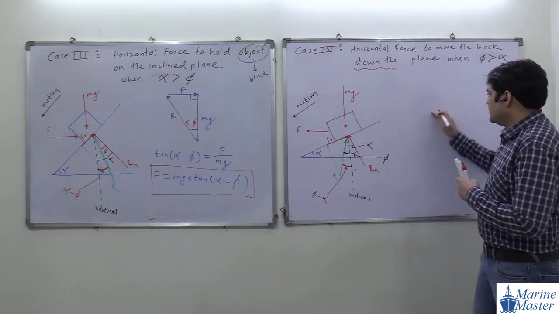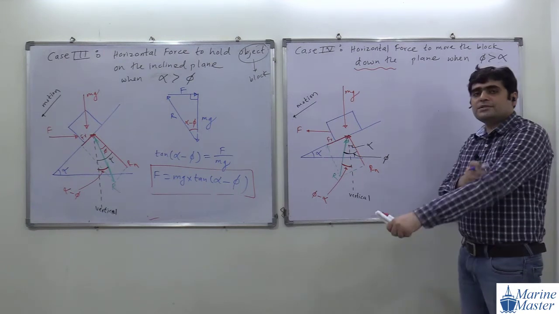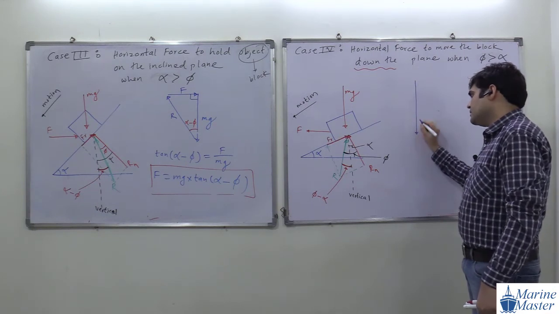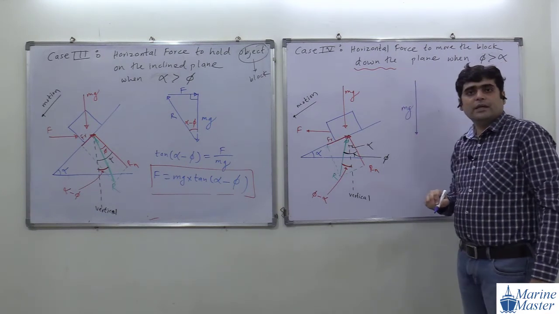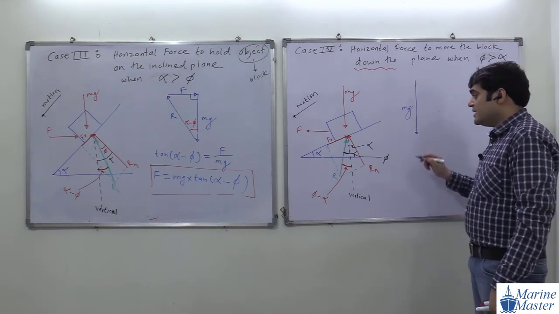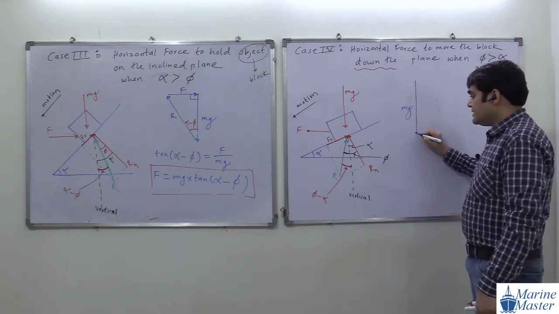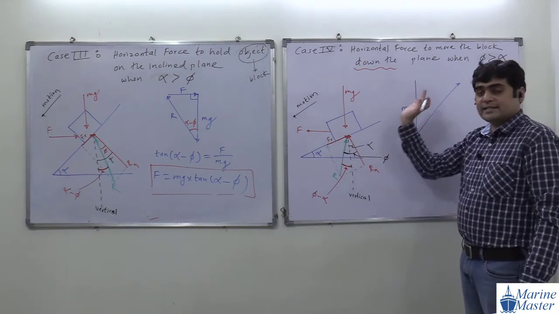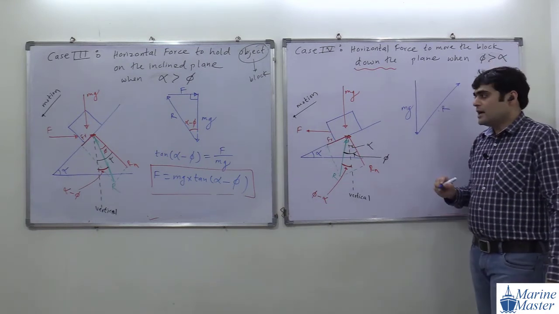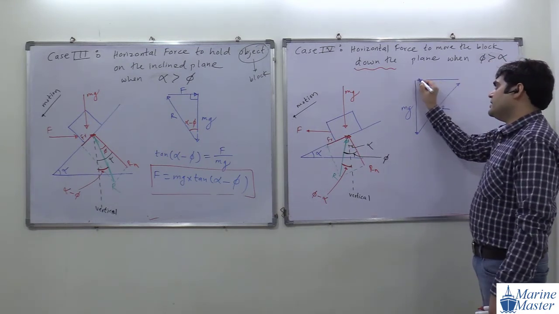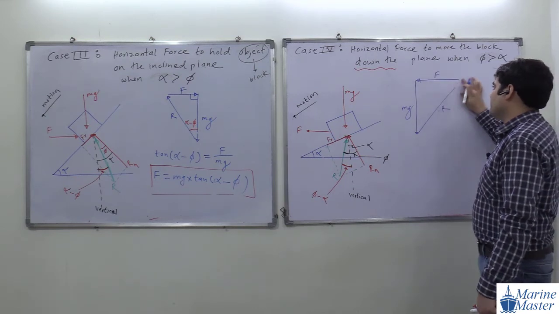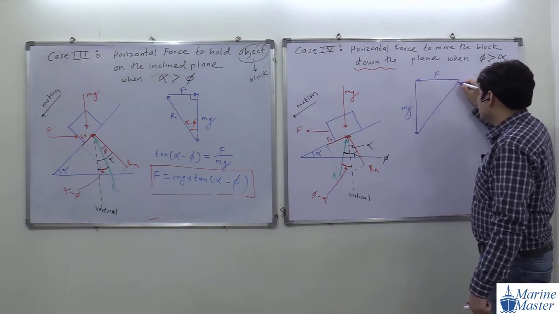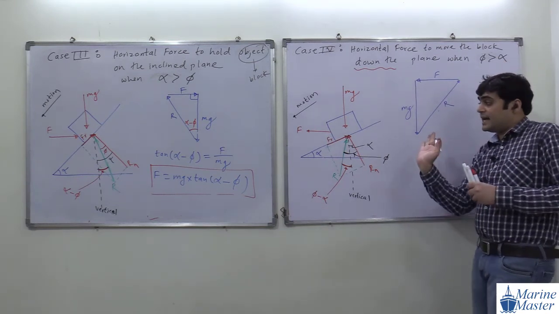So now, how to draw the drawing? First of all, this will be our mg. See the point here. Here the resultant reaction is like this, not like this, okay? This is our R and this is our F. See the drawing here, everyone. Okay guys, are you getting my point? So this is our R.